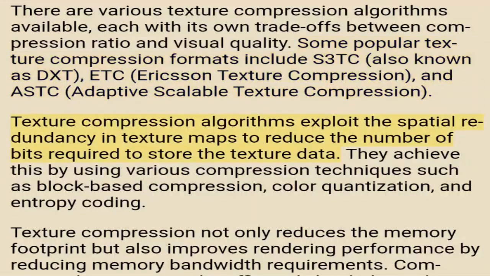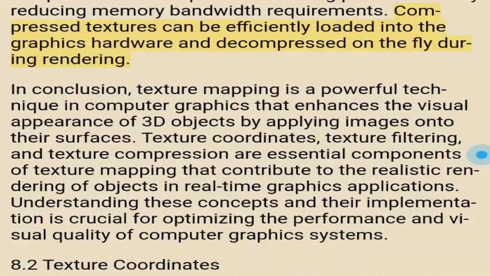Texture compression algorithms exploit the spatial redundancy in texture maps to reduce the number of bits required to store the texture data. They achieve this by using various compression techniques such as block-based compression, color quantization, and entropy coding. Texture compression not only reduces the memory footprint but also improves rendering performance by reducing memory bandwidth requirements. Compressed textures can be efficiently loaded into the graphics hardware and decompressed on the fly during rendering.